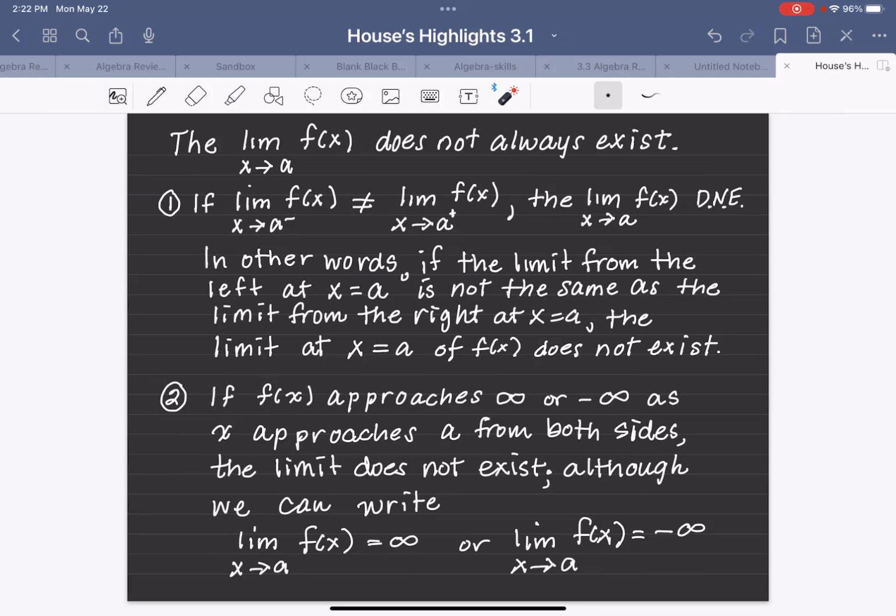Now, limits do not always exist. For example, if the limit from the left, and that's what this a minus means, it means we're coming in from the left to a, and the limit from the right, we're coming in from the right toward this a value on x, are not equal, then we say that the limit of f of x at a doesn't exist. In other words, if the limit from the left is not the same as the limit from the right, the limit at x equals a does not exist. I'm going to show you a picture of that.